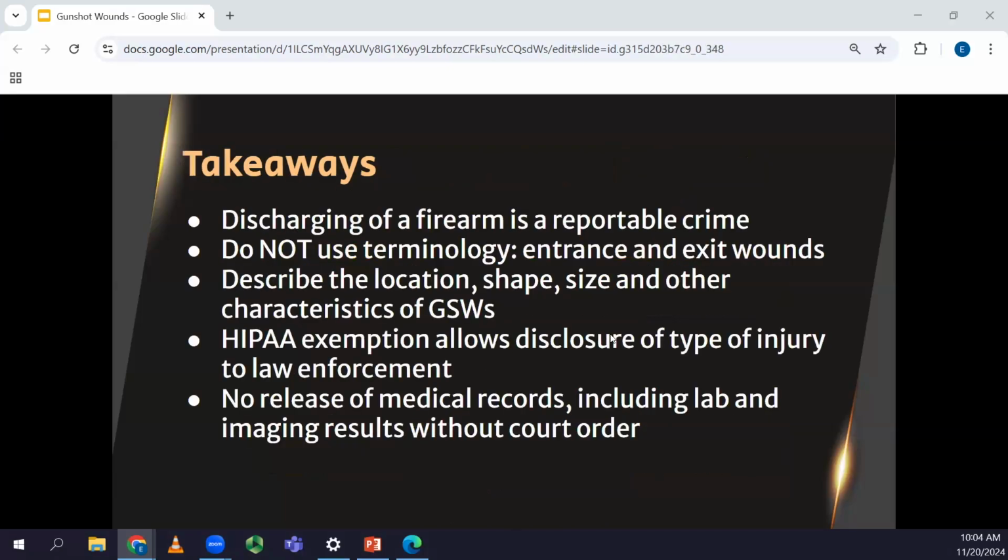So, just general takeaways: discharging of a firearm, not just somebody coming with a gunshot wound, is a reportable crime, right? And then you do not want to ever use the terminology of entrance versus exit wounds. You always want to describe the location, shape, size, and the other forensic characteristics that you learned about today. And the HIPAA exemption allows disclosure of the type of injury to law enforcement without a subpoena.